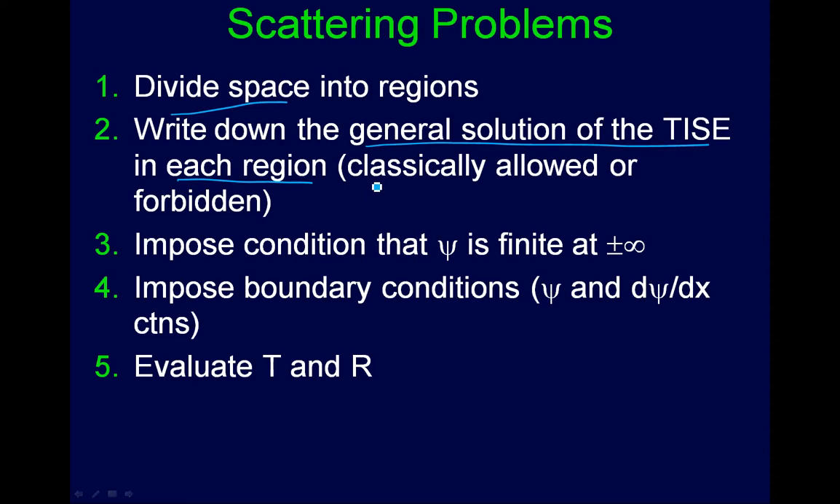We're going to try to think about this the way we were sketching wave functions before, about whether a region is classically allowed or classically forbidden. So we'll talk about that. And then we're going to impose boundary conditions, and there are two. The first one is that our wave function must be finite at positive and negative infinity. And then at each interface between regions, our wave function and the first derivative of the wave function must be continuous.